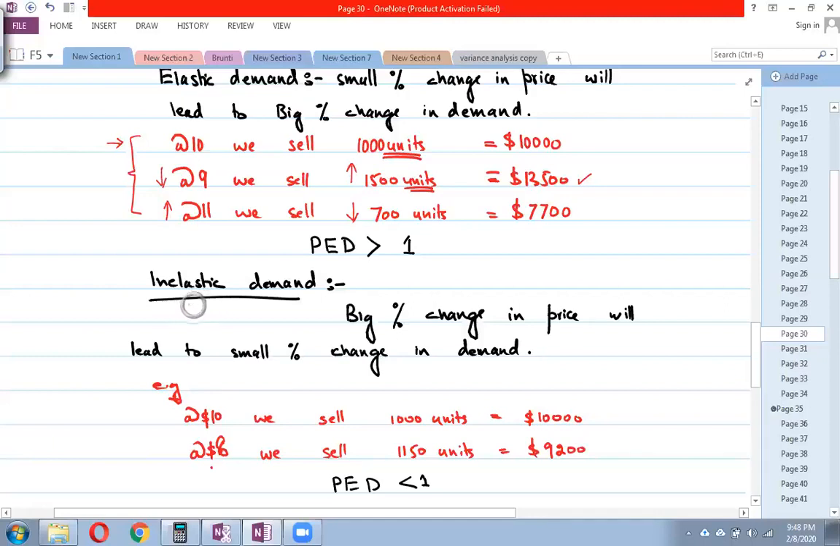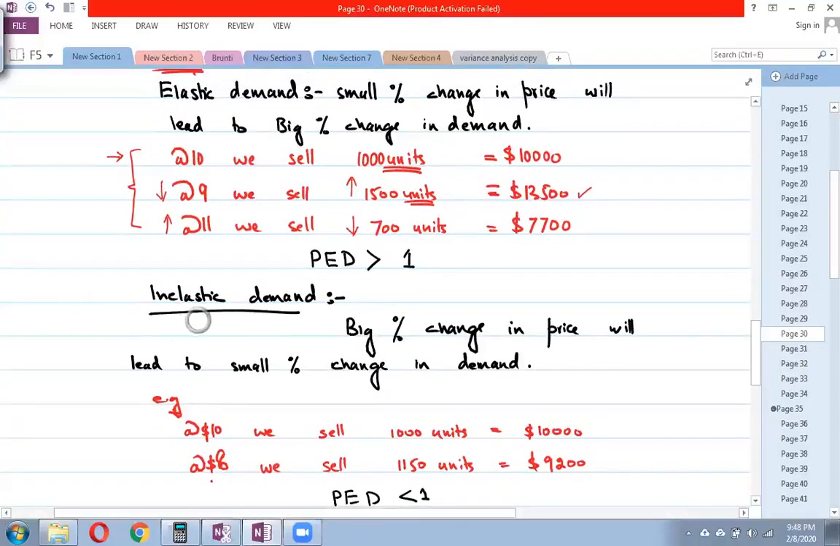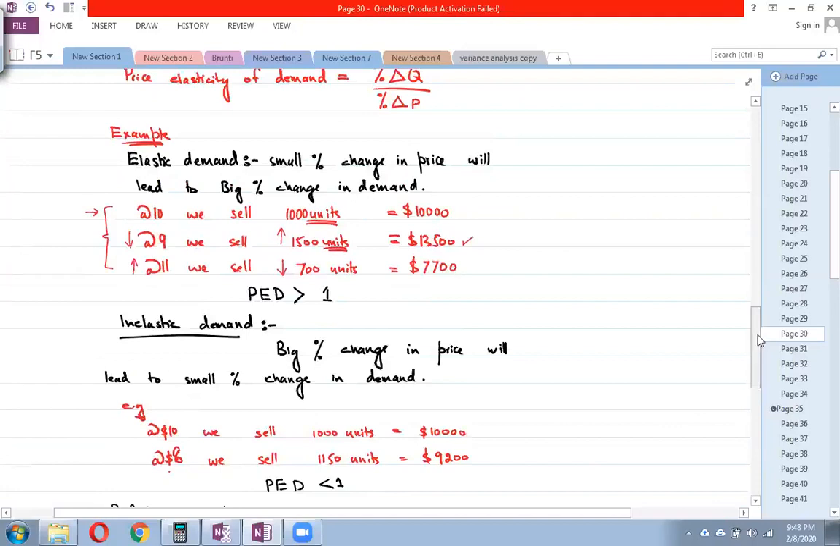Inelastic, not changing, right? It is changing, but changing less. Now, can you guys give me an example? What could be an example of inelastic demand? What kind of products are going to have inelastic demand? Like if you reduce or increase the price, the demand is not going to change that much, right?